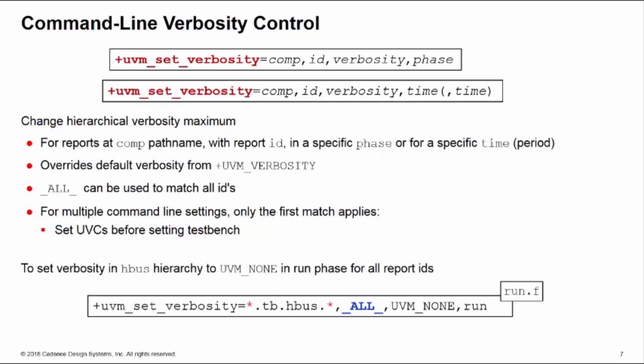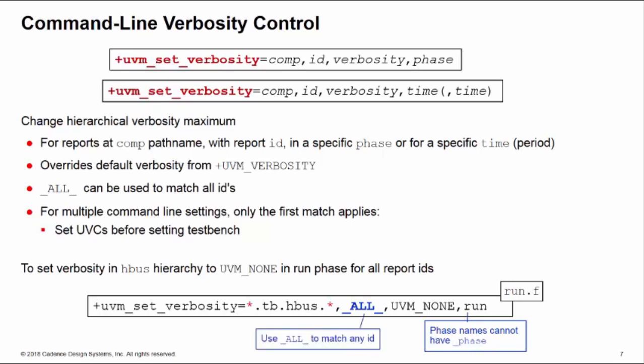So here's an example. Here we want to set the verbosity in the HBus hierarchy, which looks like it's a UVC underneath our TB block here. We want to set the verbosity to UVM_NONE for all report IDs in the run phase only. A few things to note about this. When you specify the phase, you can't have the _phase at the end of the name. It's just the first part of the phase name. Also here we've used that special argument _ALL_, which matches any ID.